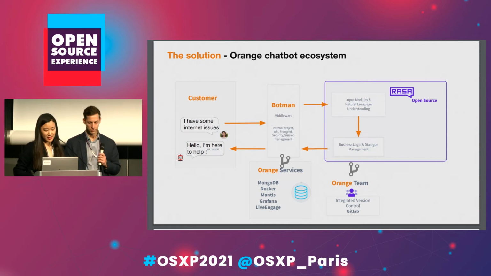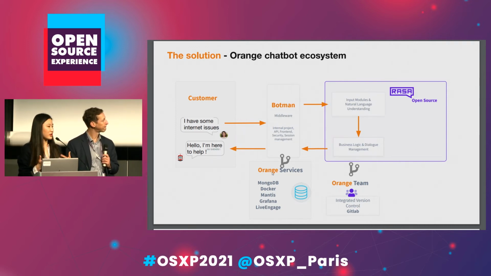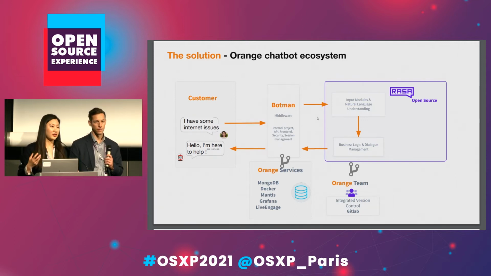As you can see, at the same time during the conversation, many other services are launched. Here we can see that the conversation and the logs are saved in our database, which is MongoDB. In the meantime, we also want to monitor how the conversation goes using Mantis and Grafana. If there's a transfer to a human agent, we will use LiveEngage. The Rasa bot part is directly managed by the Orange team, and we use GitLab to do the version control. So this is the whole picture, how it looks.